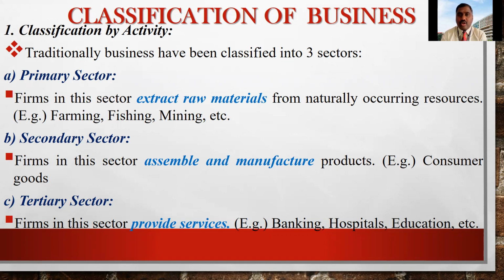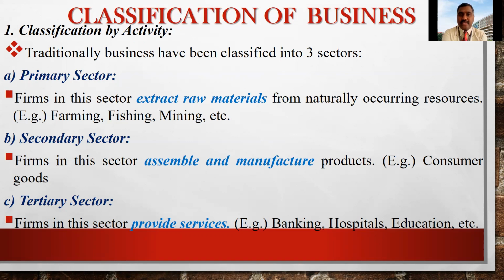And after getting the raw materials, by adapting a certain technology or using a certain machine, you are going for a conversion process. That comes in the secondary sector. I am not producing the raw materials. I am getting the raw materials from other industries, other sectors, which is called the primary.